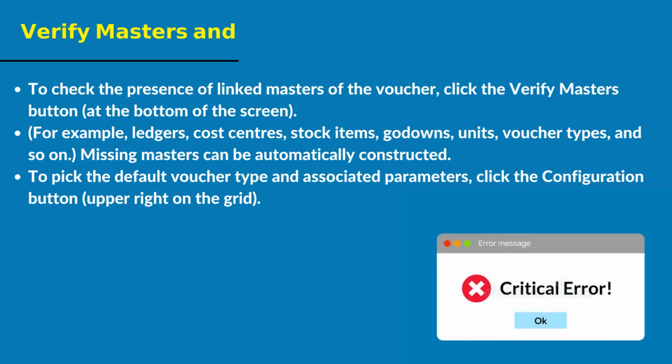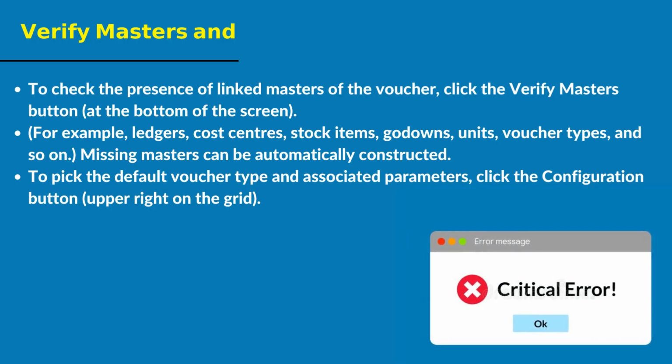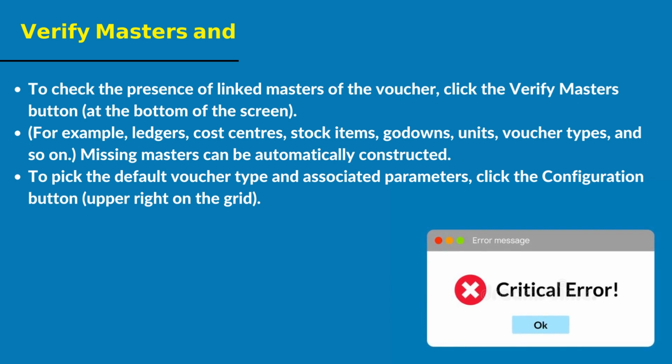To check the presence of linked masters of the voucher, click the Verify Masters button at the bottom of the screen. For example, ledgers, cost centers, stock items, godowns, units, voucher types, and so on. Missing masters can be automatically constructed.